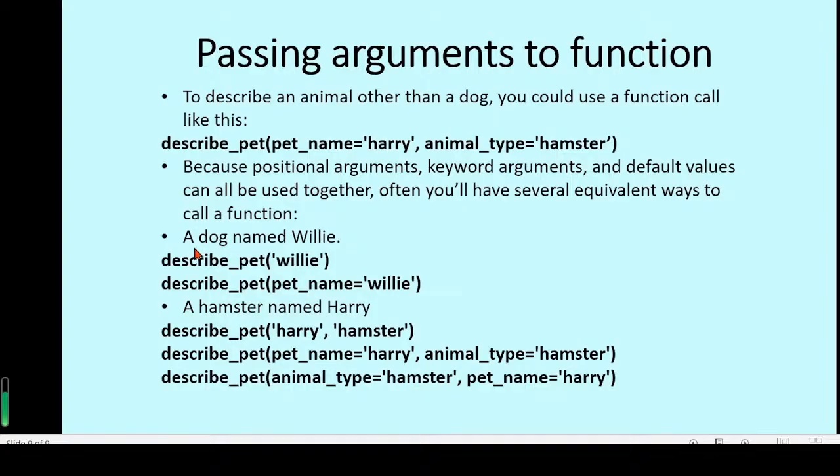For example, we will have a dog, the name is Willie, so we can describe a pet, Willie, which we have seen, and describe a pet name is Willie. These two we have learned. And if a hamster's name is Harry, we can write Harry here, hamster second, because in the definition it is the second place for the type, but with a default value. Because the hamster is not a dog, we have to input hamster here. But you can also write pet name is Harry, animal type is hamster. This is very clear. And because we use keyword and value, we can also write animal type first, hamster, then pet name Harry second. No problem. It works correctly.